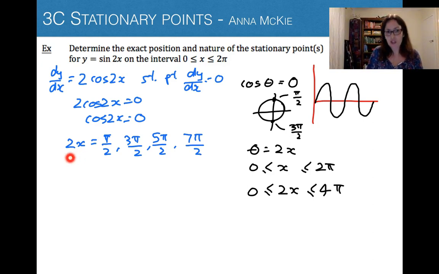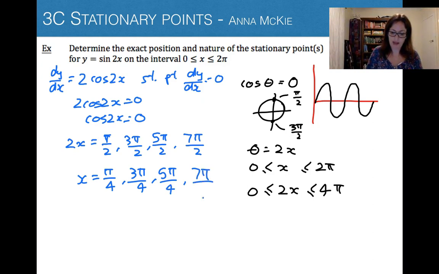But this is currently for 2x. We want that for just x. So that means you divide each of those terms by 2 to get pi on 4, 3 pi on 4, 5 pi on 4, and 7 pi on 4. And because we took into account this double factor in the beginning, we've already made sure that we've now got enough in our 2 pi range, if you were to sit there and work that out.